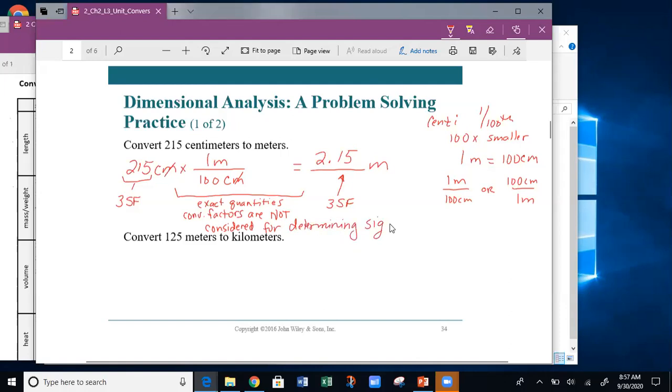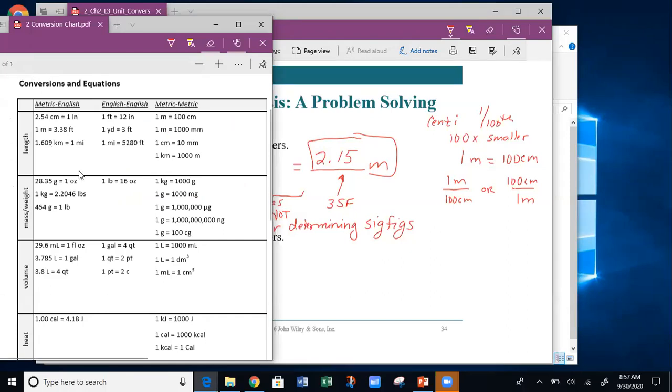I have a lot more control using this to write than I did within that PowerPoint. It's kind of nice. All right, so this is my final answer. It has 3 sig figs, just like the other one did. Now the relationship that I came up with, 1 meter is 100 centimeters, I used that by logic, but I will show you that in this conversions and equations sheet that I gave you. That relationship is also shown right there. Which leads us to the next one.